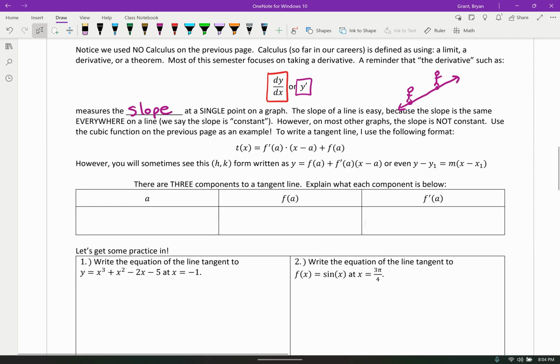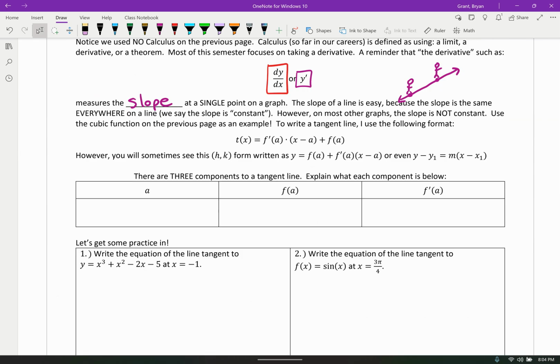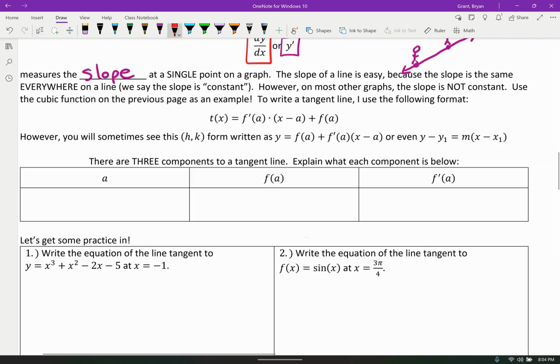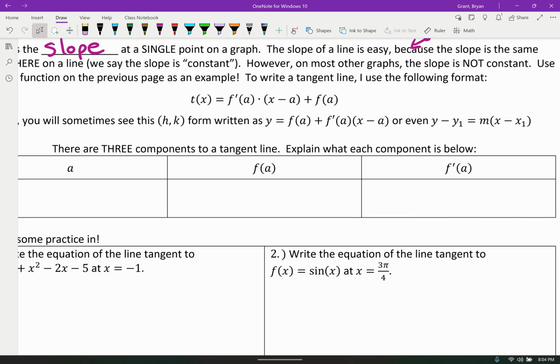So let's go ahead and talk about those tangent lines for now. Now, I mentioned I like HK form, but with calculus notation, we're going to notate this just a little bit differently. I tend to call my tangent line t of x because I'm very creative, t for tangent. And then we have those same 3 pieces, right?